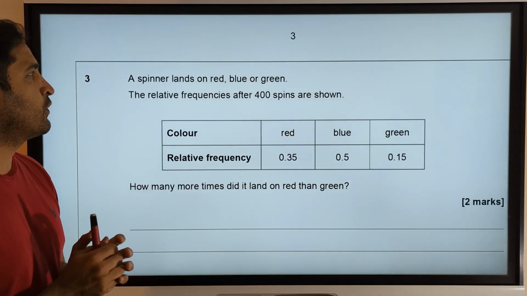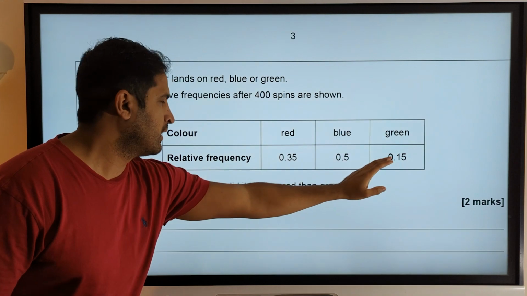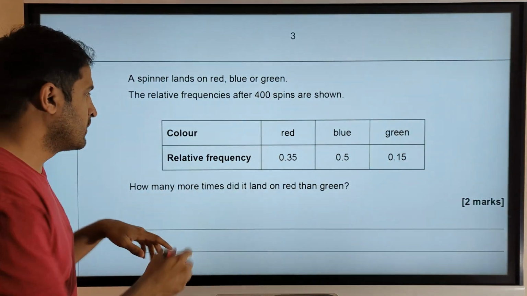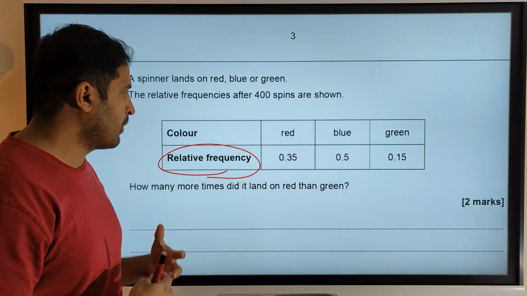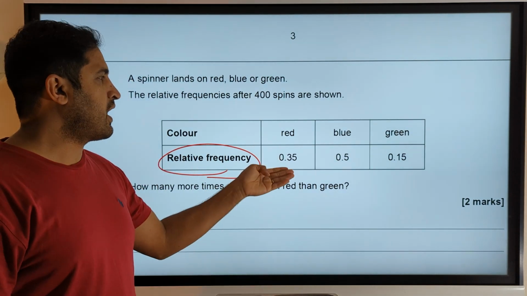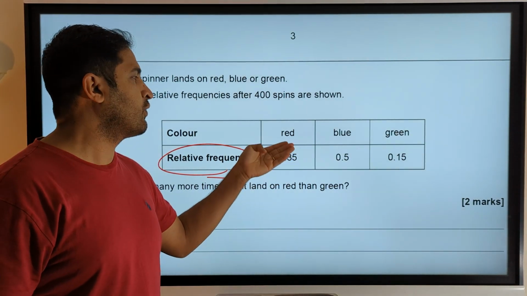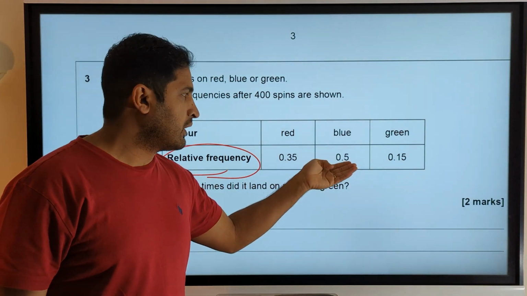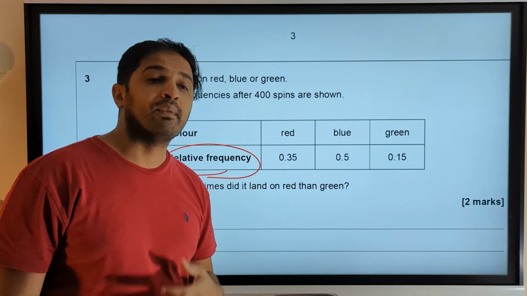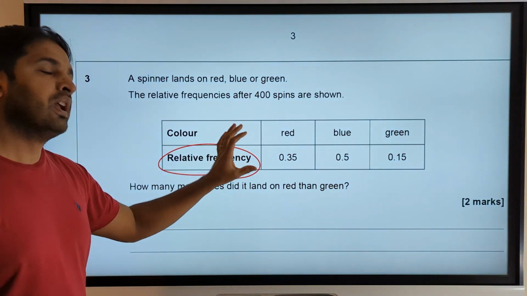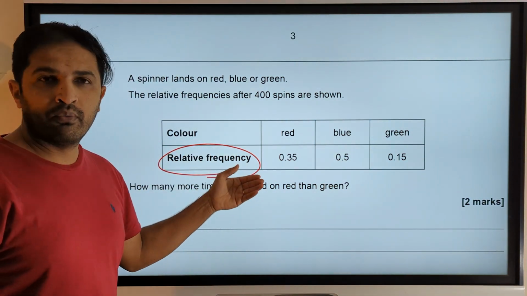Spinner lands on the red, blue or green. That's a relative frequency. The word relative frequency means a probability. If you're rolling it 100 times, there are chances that you will land on the red 35 times, or you land on the blue 50 times and land on the green 15 times. So relative frequency means the probability that's related to the frequency.